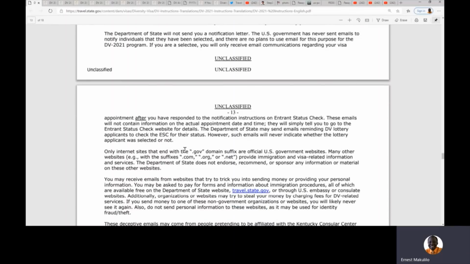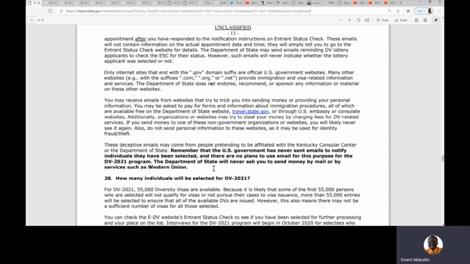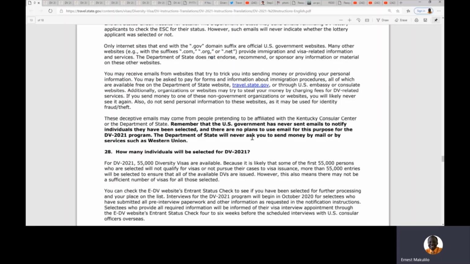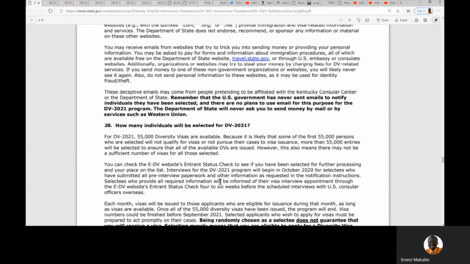And be careful with scams. Only a domain ending in .gov is the official US government website. Any other website, .org, .com, .net, is fake. There is no company working under the US government to help you. No, no, no. Don't send money. Never send money through Western Union. Even if I send a message saying I'm helping you, please ignore it. That would be a scam. Don't do that.